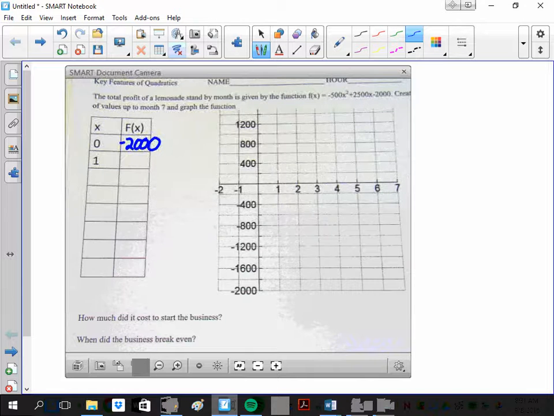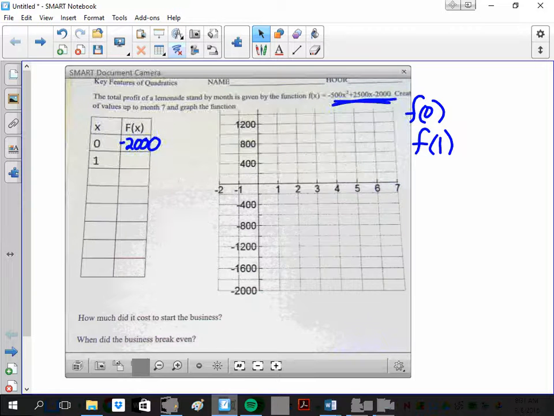Okay? Does everybody understand the f of x notation? F of x just means a function written in x. So what we're calculating is f of 0, which means we take the equation and we put a 0 everywhere the x used to be. So the next one would be f of 1. To figure this out, I prefer using a calculator.